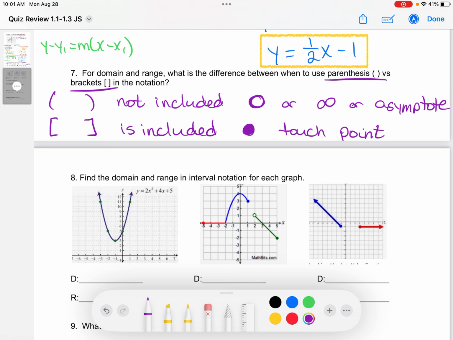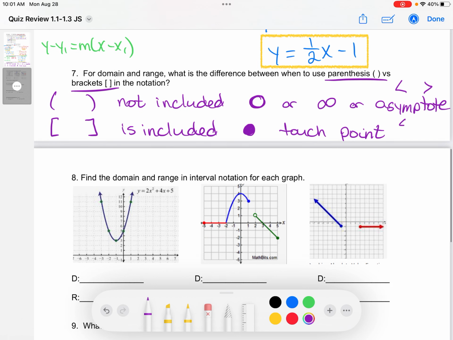Now, as far as inequality symbols go, for the parentheses, we would do those when the symbols are less than or greater than. We use the brackets when we have less than or equal to, or greater than or equal to. The "or equal to" means we use the brackets.